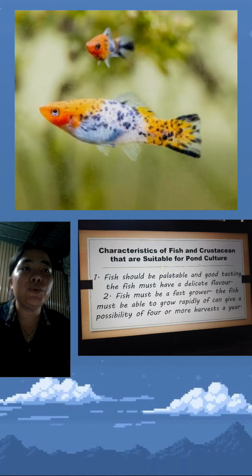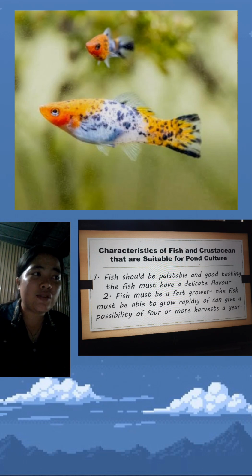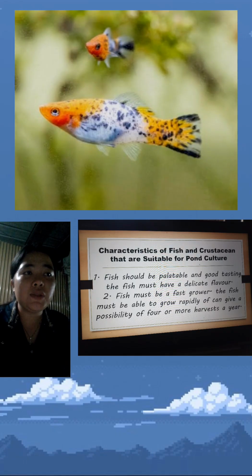Right, let's move to characteristics of fish and crustaceans suitable for pond culture. These are traits that make them good candidates for raising in controlled environments like fish ponds. So the first is that fish should be palatable and good tasting. The fish must have a taste that people like because the goal is often human consumption. This ensures that the product is marketable.